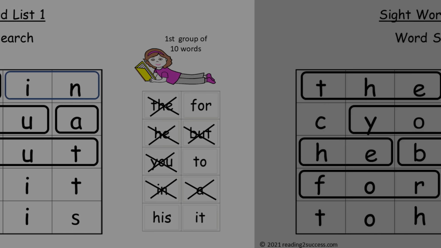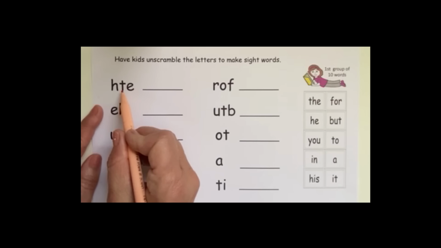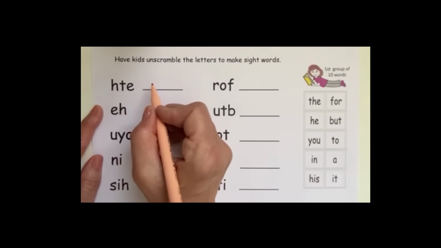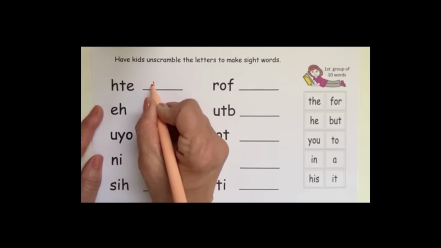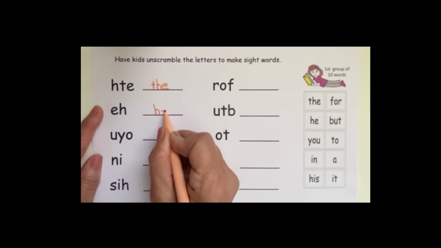To practice writing the words correctly, not to try to sound them out because we want them to recognize these sight words on sight. Okay, our first one will be the, 3 letters, T-H-E. We have 3 letters and we have a T-H-E. So now they're to put the letters in order to make the word the. Then we're going to go to the next one. The word is he, begins with an H and then an E.